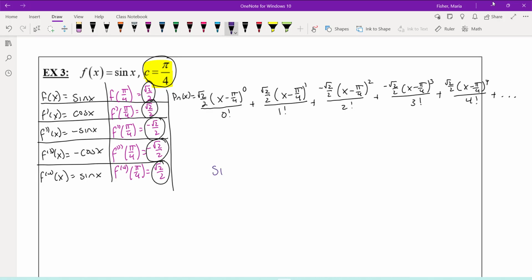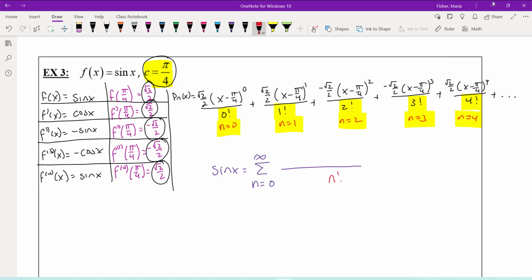We have the sine of x is equal to the sum from n equals 0 to infinity of. As we know, this is when n equals 0, n equals 1, n equals 2, n equals 3, n equals 4. All of a sudden, it's very obvious for two things. The n factorial in the denominator, and in the numerator, I have an x minus pi over 4 to the nth power.